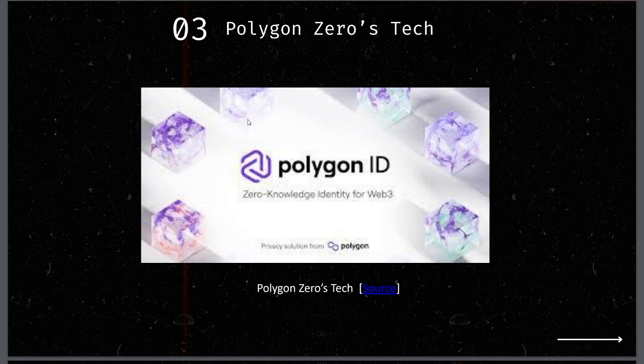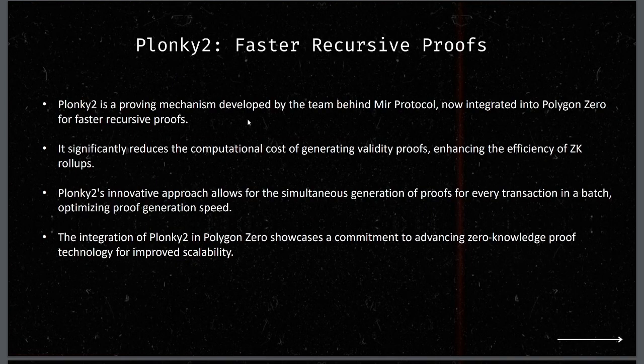Moving on to Polygon Zero's tech, Plonky 2 is a proving mechanism developed by the team behind Mir Protocol, now integrated into Polygon Zero for faster recursive proofs. So just to give a little bit more on Plonky 2, it's basically a faster recursive ZK proof development mechanism, and it significantly reduces the computational cost of generating validity proofs, enhancing the efficiency of ZK rollups.